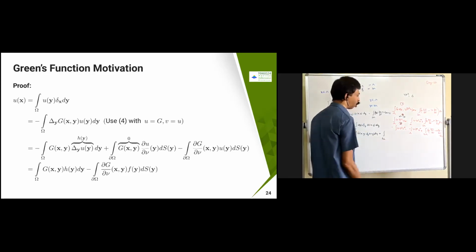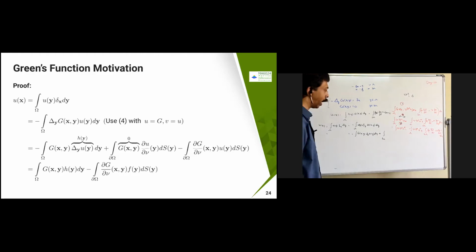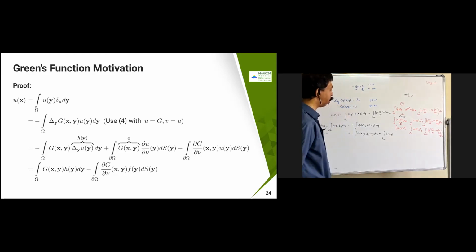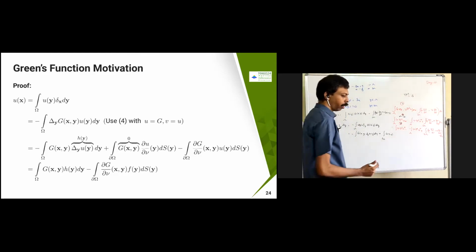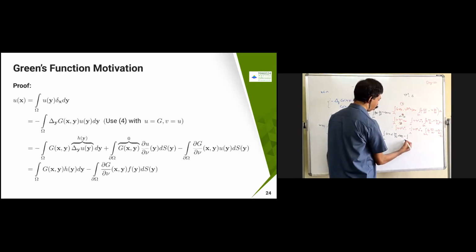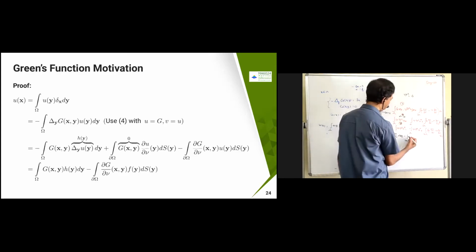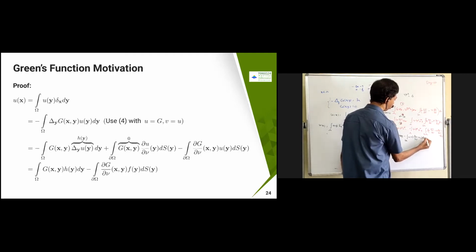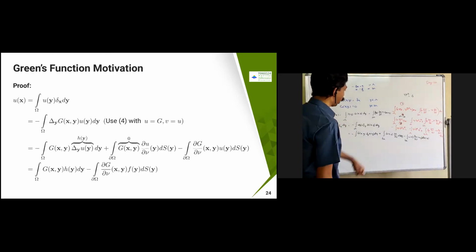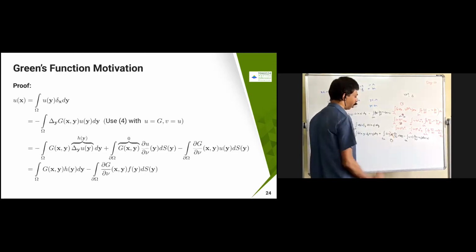One is going to become g of x,y into del u by del nu, d of x,y is going to come. Another is going to become minus integral over the boundary, so just interchange that: u of y, del g by del nu of x comma y, into d of x,y is going to come. But on the boundary, g of x,y is 0. Therefore this is going to become 0.